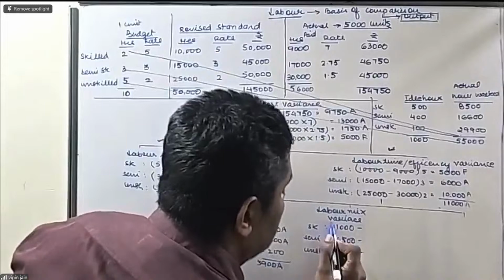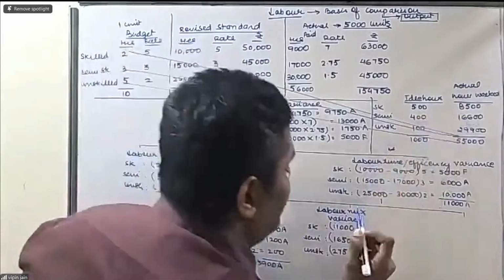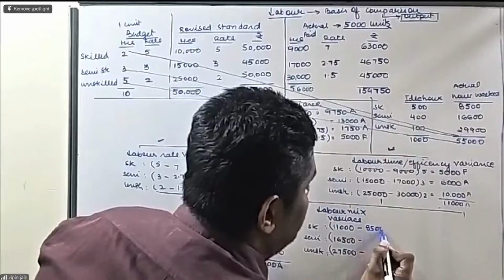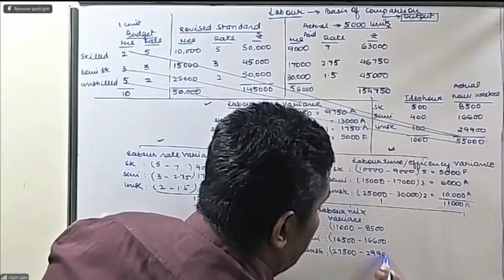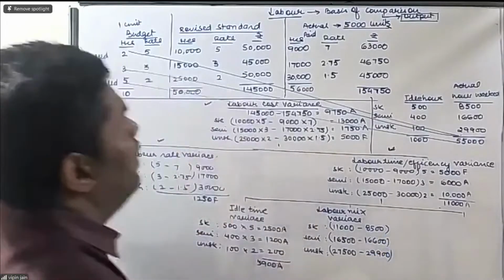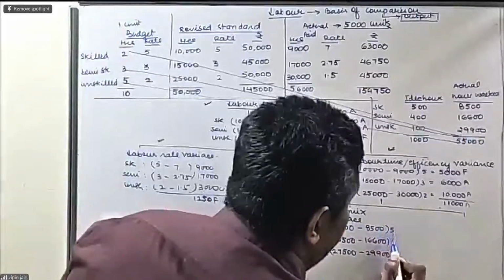Minus my actual hours worked, that is 8,500, into the rate, that is 5, 3, and 2.